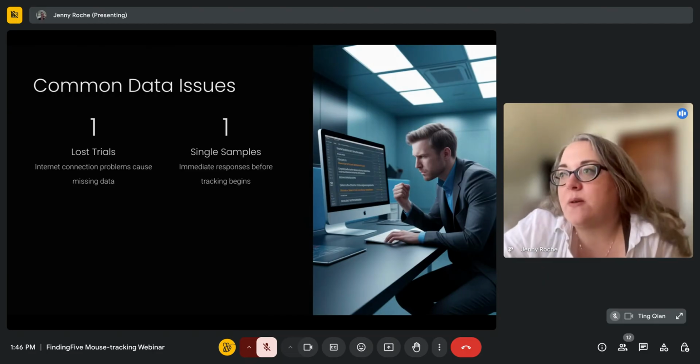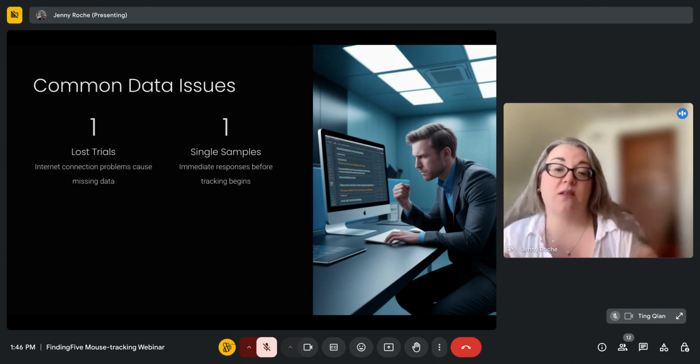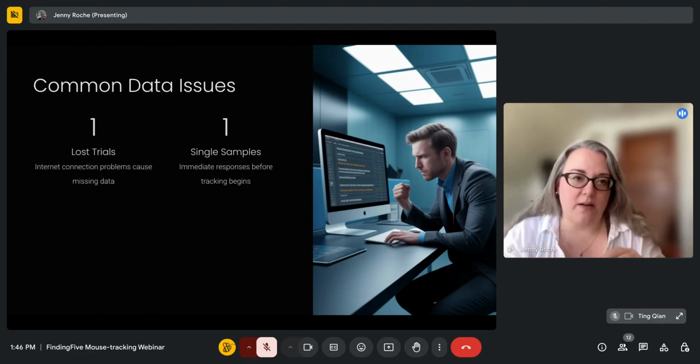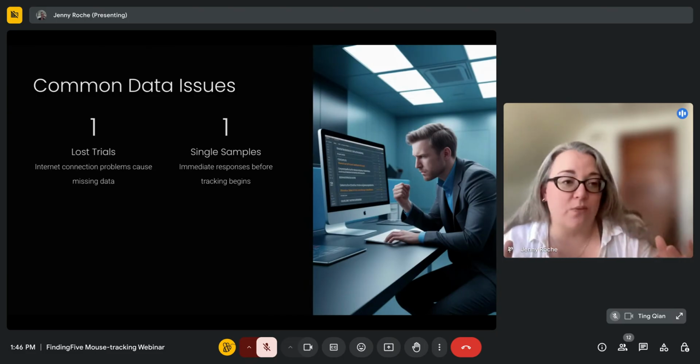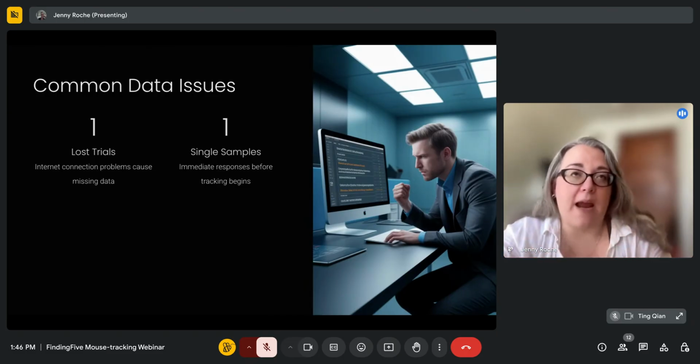Sometimes there are single samples, and this happens, I think, when there's some type of delay in response. Something freezes on the screen where the participant hits the start button, the stimulus plays, and then the mouse tracking doesn't record, and all of a sudden they're at the final response. And so that will show up and you'll get an error.